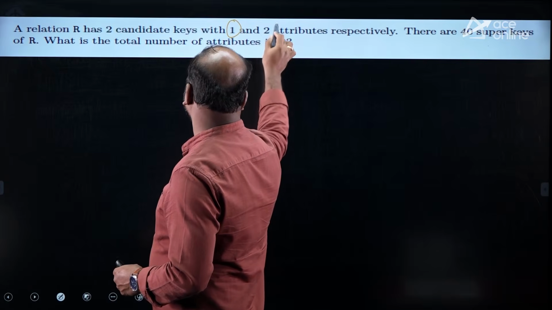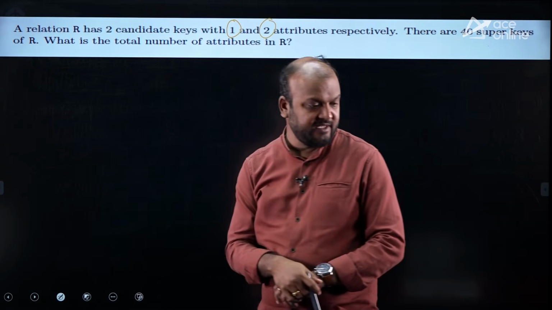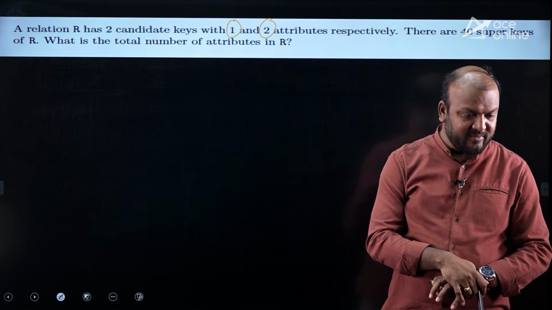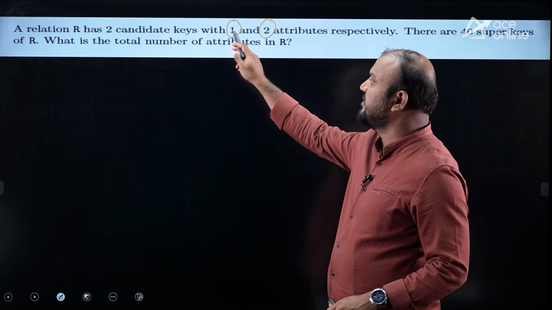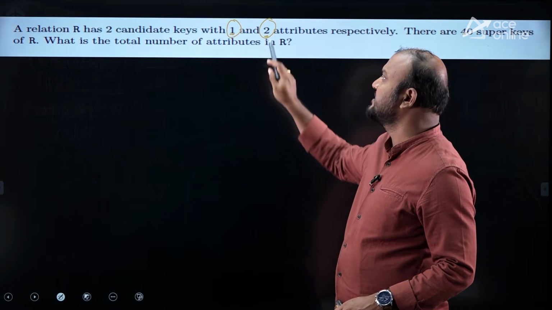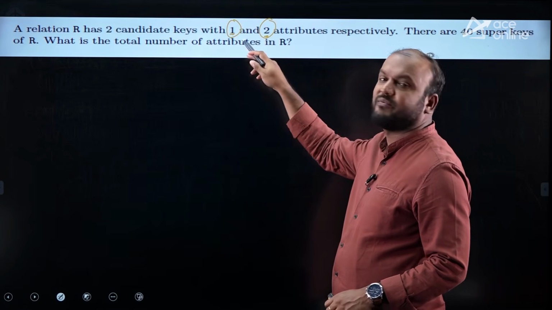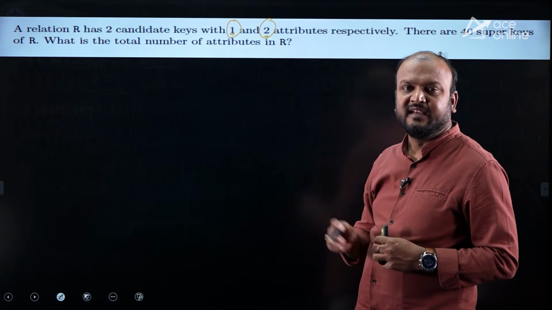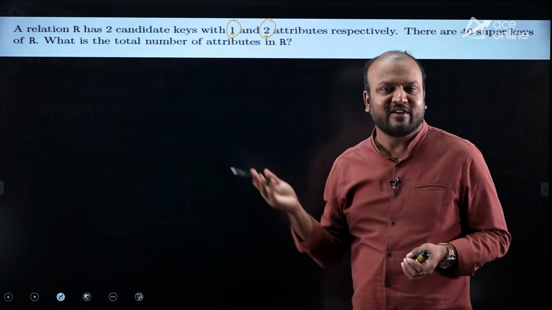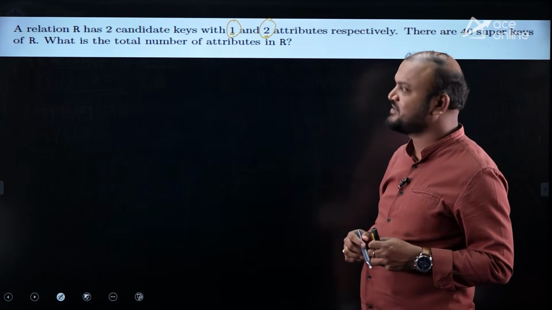With 1 and 2 attributes. Now tell me, can you expect any common attributes? If it is a common attribute, if one candidate key is one attribute, another candidate key is two attributes. Suppose that one attribute of a candidate key is common with the two-attribute candidate key. If it is common, then it is not a candidate key, right? That point you should focus on.